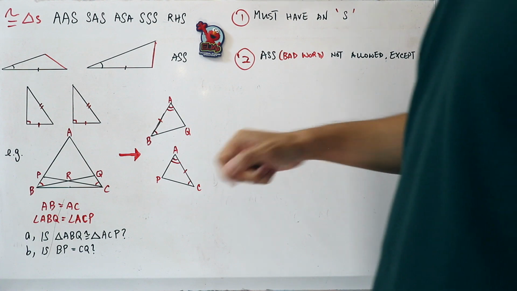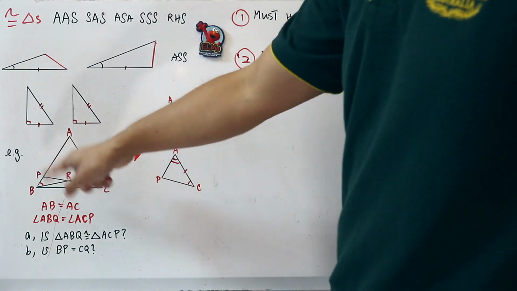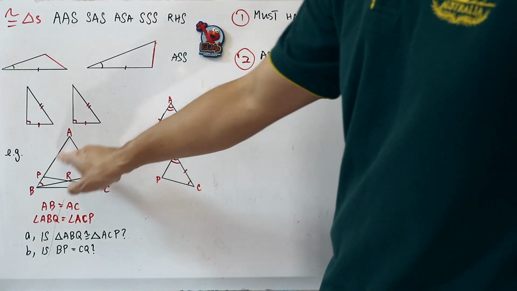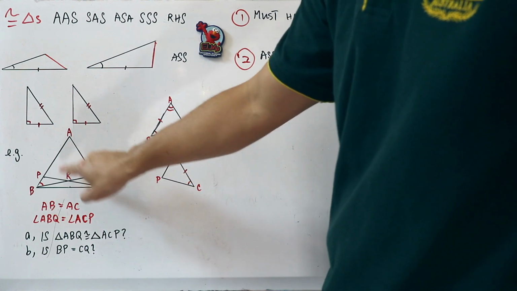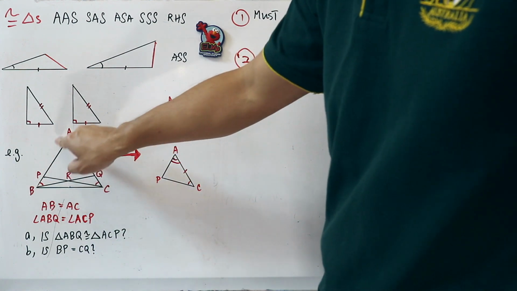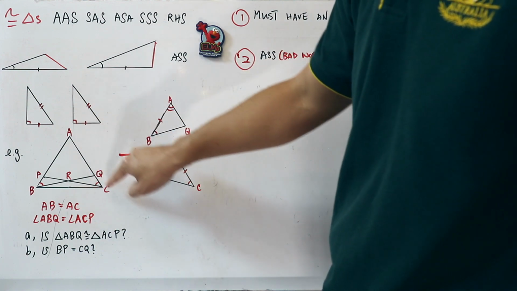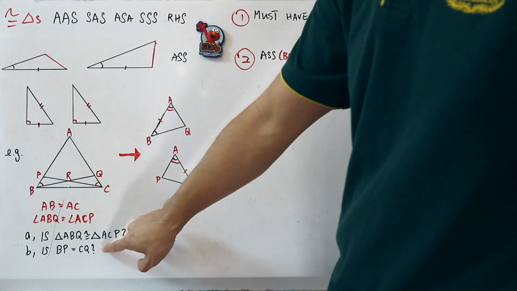Okay, so without further ado, let's start working on this example. In this example, you're given a figure like this, and the question tells you that AB is equal to AC. Angle ABQ, which I've marked here, is the same as angle ACP. This question has 2 parts, Part A and Part B.